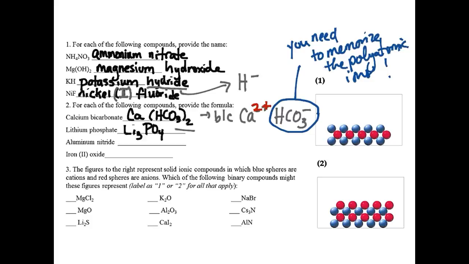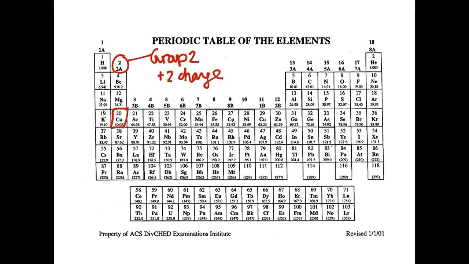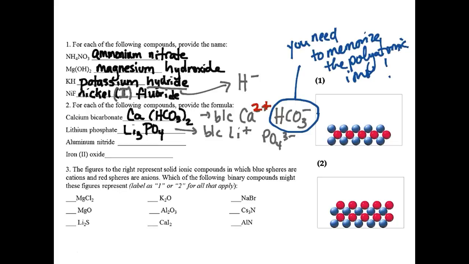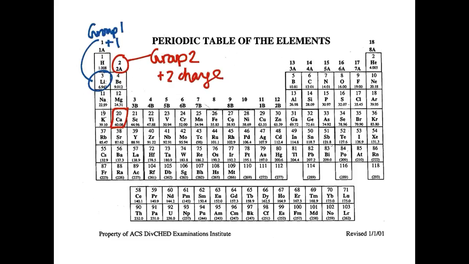Lithium phosphate is Li3PO4, and this is because lithium has a +1 charge because it's in group 1. If we go to the periodic table, lithium is here, and that's in group 1, which has all of the group 1 alkali metals have a +1 charge. And you know phosphate is -3 because you would have memorized that as a polyatomic ion. So if phosphate is -3, you need 3 lithium ions to balance the charge of 1 phosphate to give a 0 net charge. The third one is aluminum nitride.